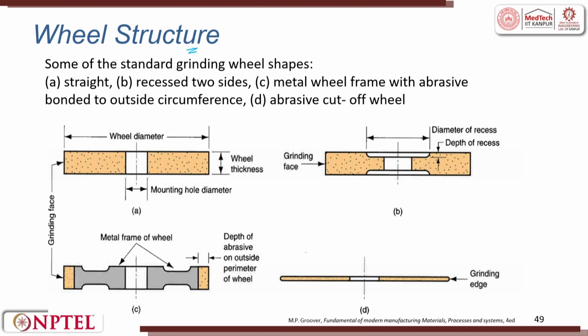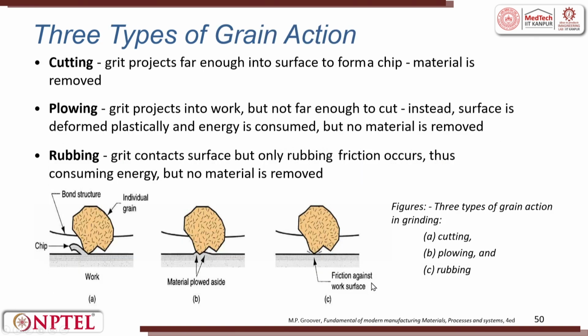So, the wheel structure I have already discussed. Some of the standard grinding wheel shapes: straight can be there. Then you can have two-sided recess. Then metal wheel frame with abrasives. Here, like an insert, the other portion can be made out of metal and then we apply a bond. We have an abrasive stick which is stuck on both sides. That is also possible. You can have a thin disc like a sawing operation. You can also have abrasive cutters for slitting operation.